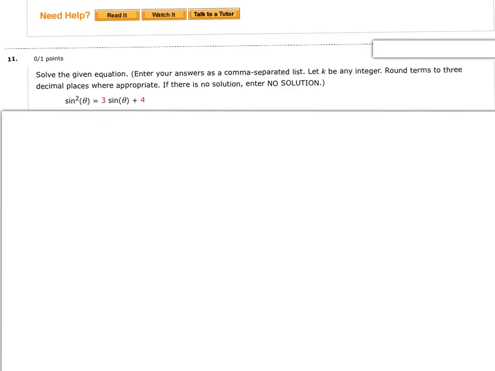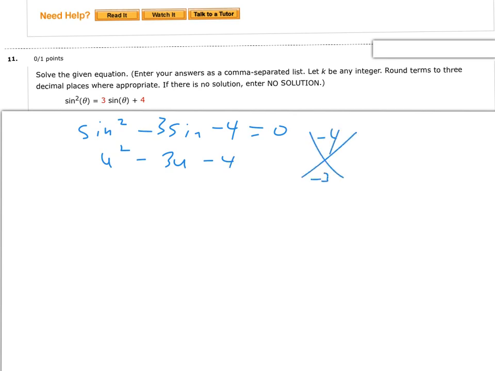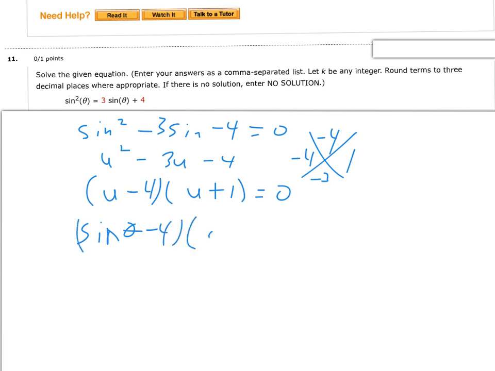All right, next up here, we're solving a trig equation again, so I'm just going to get one side to 0. So we got sine squared minus 3 sine minus 4 equals 0. So I'm going to move everything to the left. You can use substitution if you want. I'll go ahead and use that. So we're going to think of two numbers that multiply to -4 and add to -3. So that would be -4 and 1. So it'll be u minus 4 and u plus 1. And so I'm going to plug this back in. So sine of theta minus 4 times sine of theta plus 1 equals 0.